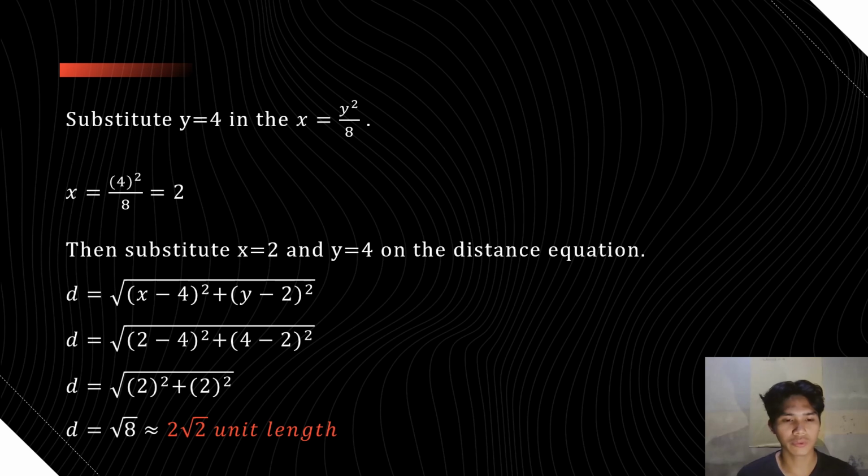we can write it as 2 square root of 2 unit length. So our final answer is 2 square root of 2 unit length for this problem. So that is the step-by-step procedure of maxima and minima in problem 596. So let's proceed to the next topic.